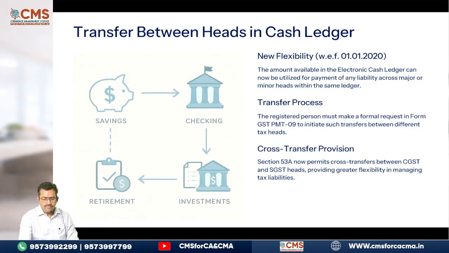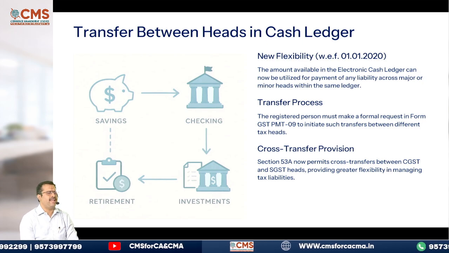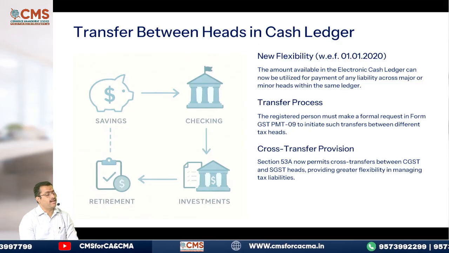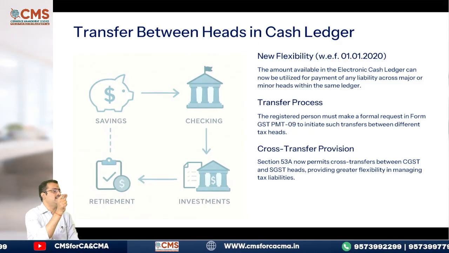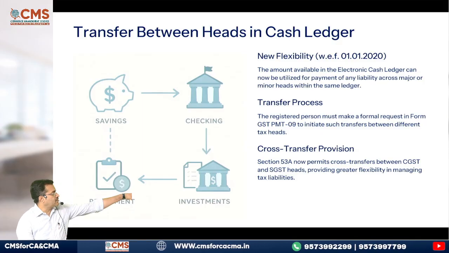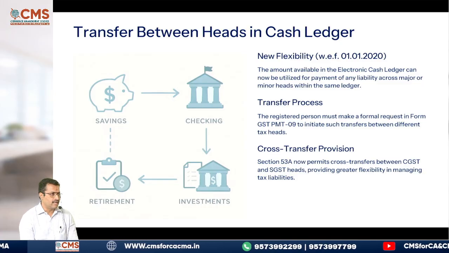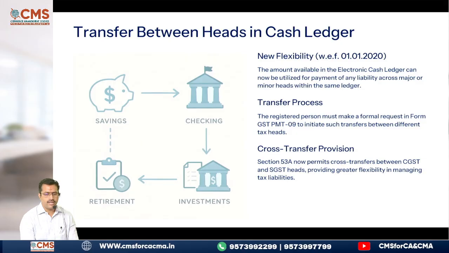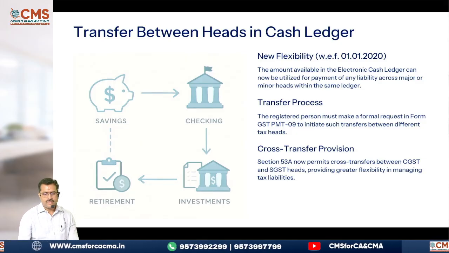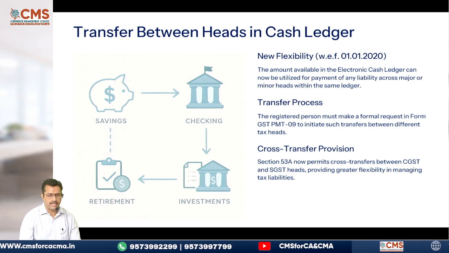Now listen, some amount of tax is lying in CGST, but I want to shift it to IGST. Can I shift it? Yes, by filing one form called GST PMT 09. That is what I mentioned as the transfer process. See the next one. The registered person must make a formal request in GST PMT 09 to initiate such transfers between different tax heads. And the cross transfer provision I have already explained. You can utilize the amount from one account to another account.